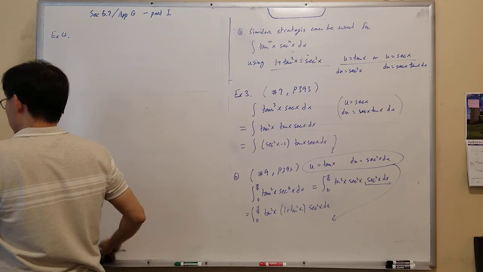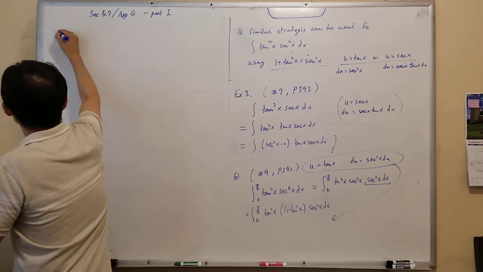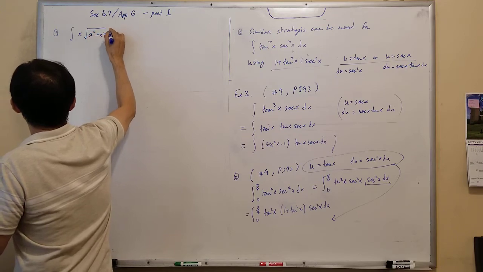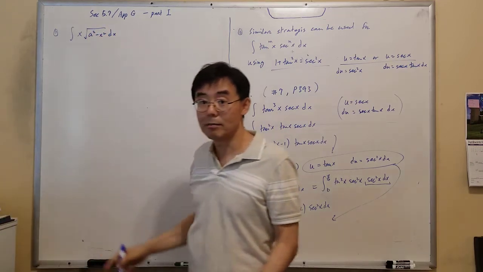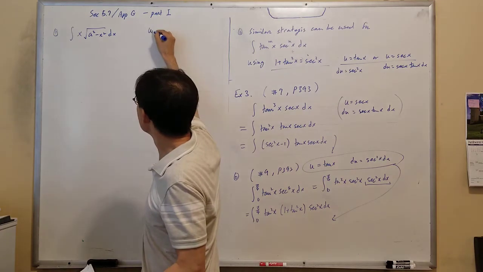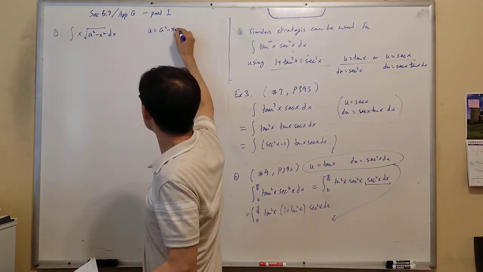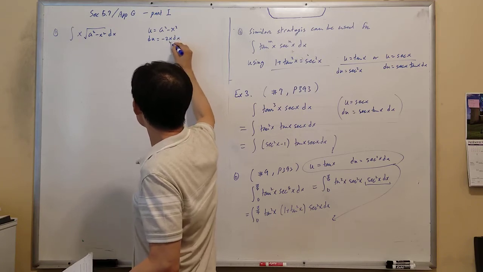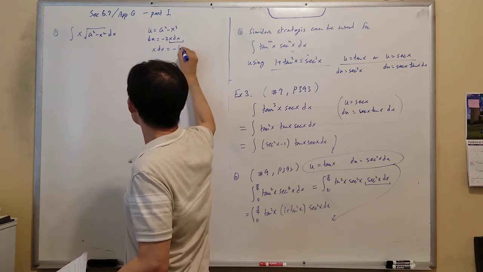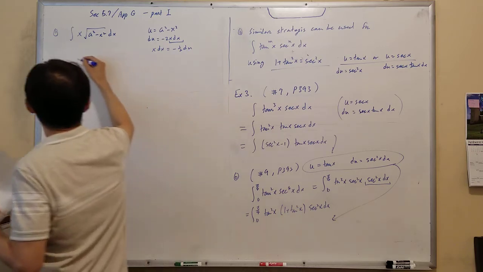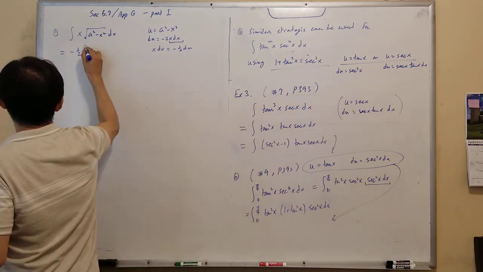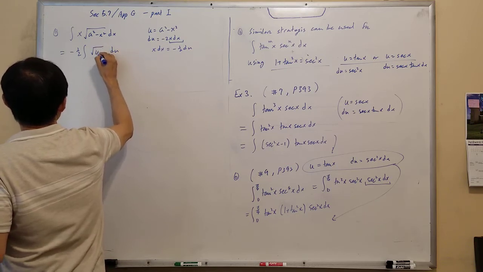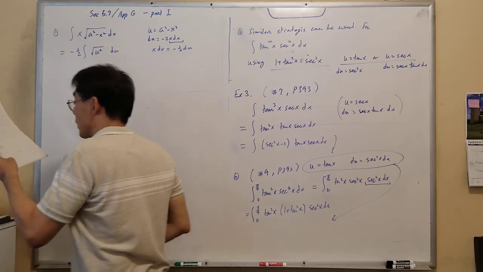Before we do example 4, now, if you had this, that would be the easy one, because when you use u equals a squared minus x squared, du equals minus 2x dx. So x dx is minus 1/2 of du. So it's minus 1/2 of du.